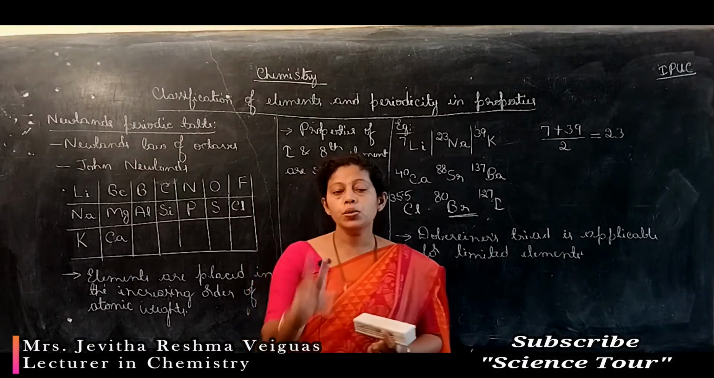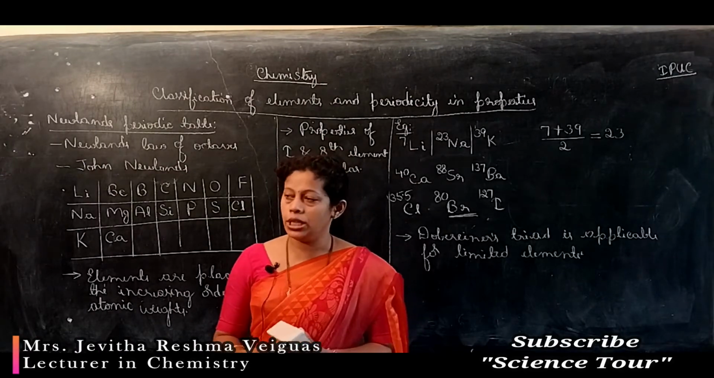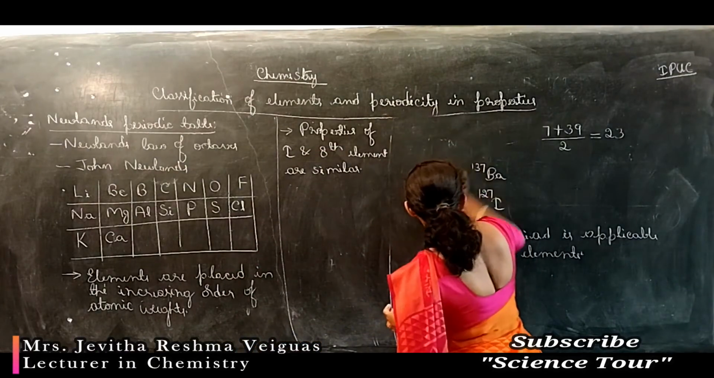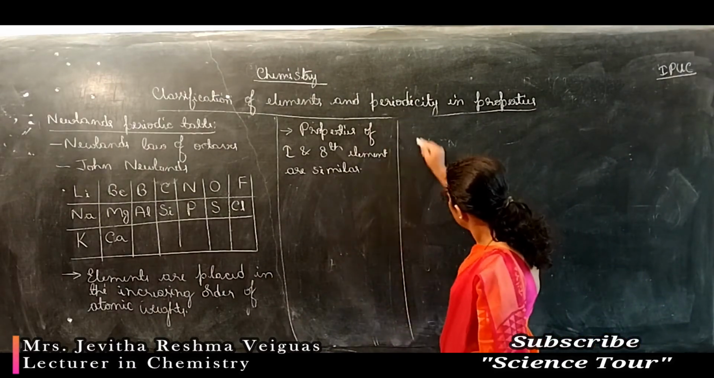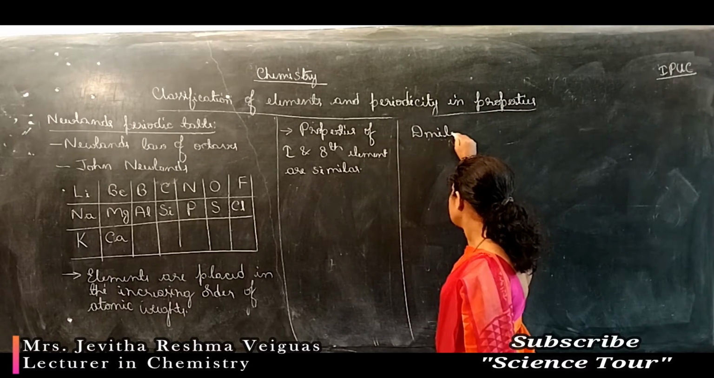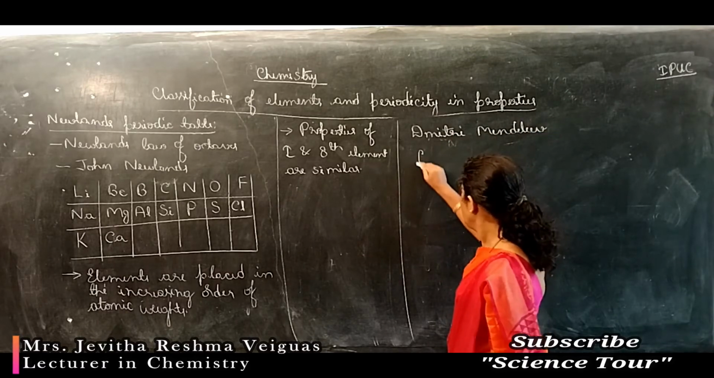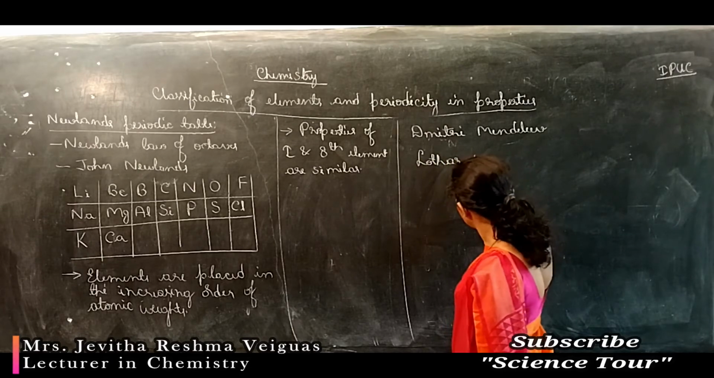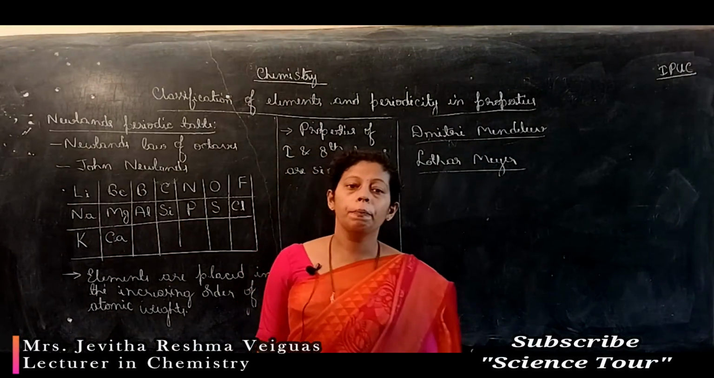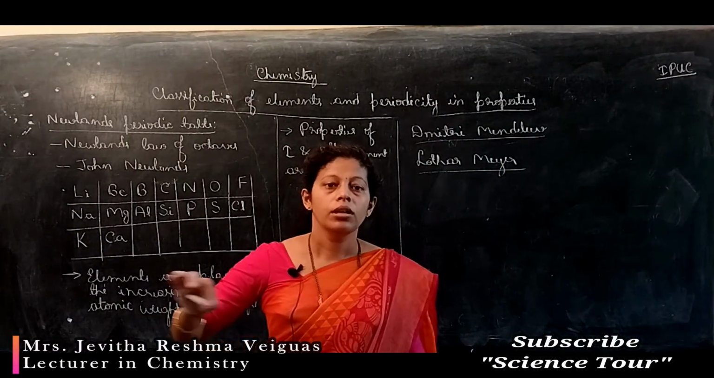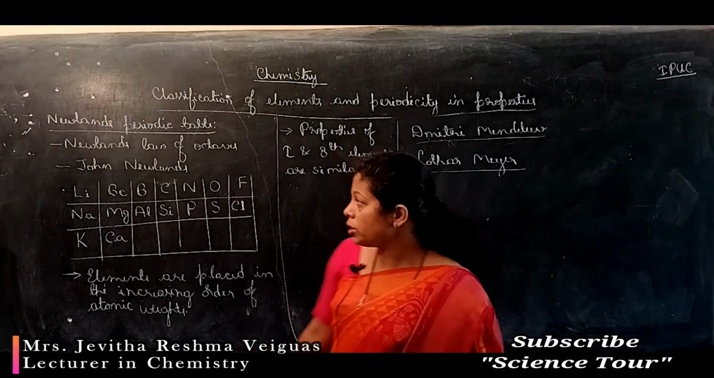After this, two scientists worked independently to propose a new periodic table. The two scientists who worked independently at the same time are Dmitri Mendeleev and Lothar Meyer. These are the two more scientists who worked to formulate a periodic table. They worked at the same time, but independently.